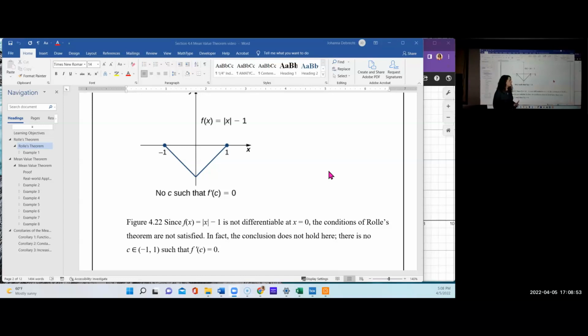What about the third condition? f of a equals f of b. Well, we can see that the function value at -1 is 0, and the function value at 1 is also 0. So condition 3 is met. So conditions 1 and 3 are met, but condition 2 is not. And note that on this particular graph, there is no point c between -1 and 1 where the slope of the tangent line is 0. That's because we have a corner down here at this point, and at that point the first derivative does not exist. It's not any value at all. It's not defined.